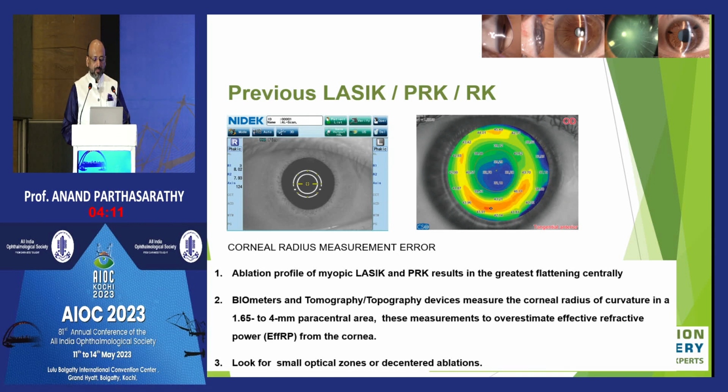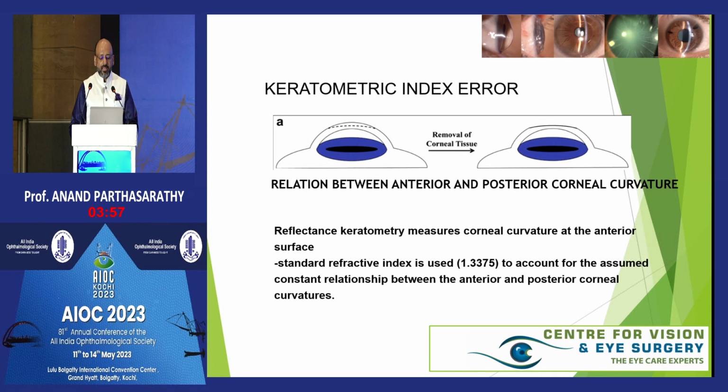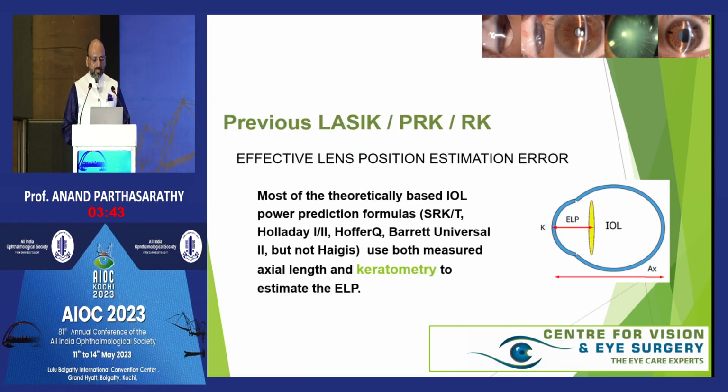There are, of course, multiple biometers, and all of them have different amounts of measurement in the central part, and they tend to overestimate because of this central flattening. So definitely look for small optical zones or for decentered ablations. There is, of course, a change in the anterior and posterior corneal curvature. And usually the standard refractive index, which is about 1.3375, is used for this assumed keratometry. So this changes, hence your keratometry amounts will also change.